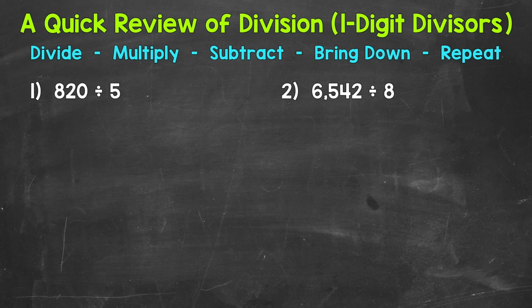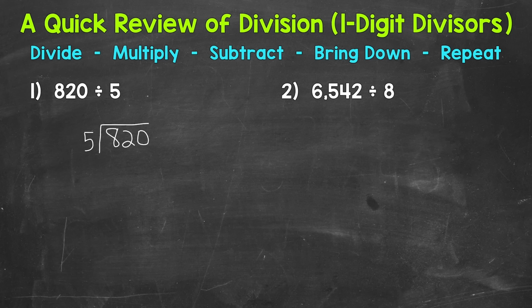Let's jump into our examples, starting with number 1, where we have 820 divided by 5. The first thing that we're going to do is rewrite this problem. 820 is the number being divided, so it's going to go under the division bar. The number being divided is called the dividend. So 820 is our dividend for number 1. Now we're dividing by 5. The number we divide by is called the divisor. So we have 5 on the outside. Now we're ready to go through our steps. Divide, multiply, subtract, bring down, repeat.